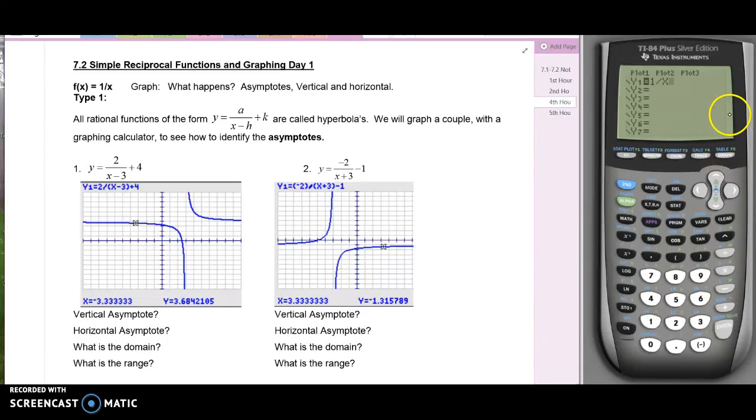So if in a graphing calculator you type in y equals 1 over x and then graph it, you will see something that looks like this. There are some unique things about this graph. First of all, you might notice that there's two pieces to the graph. There's a lower left piece and an upper right piece.